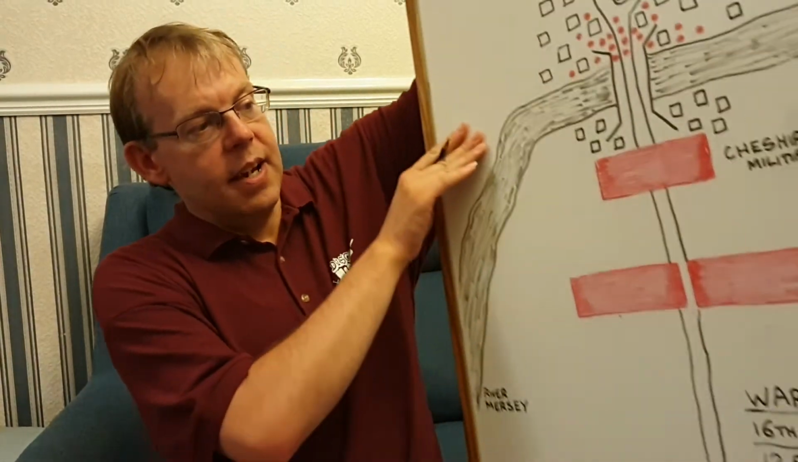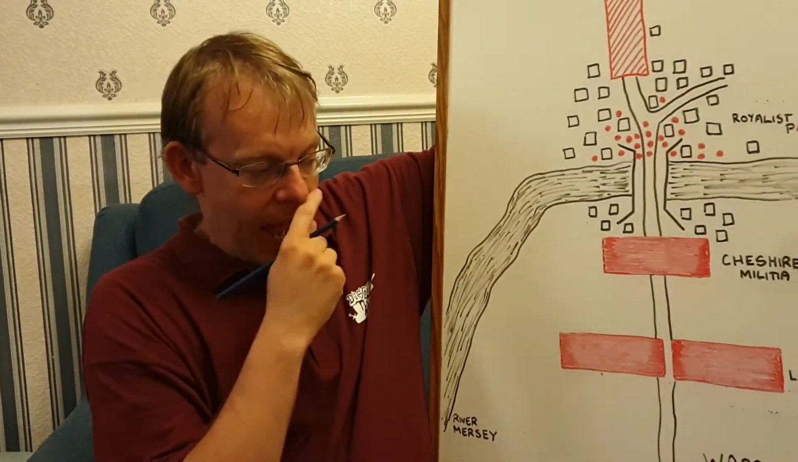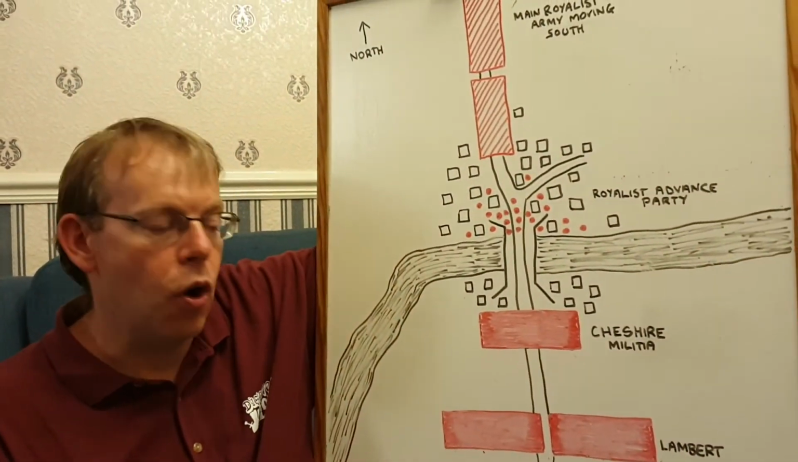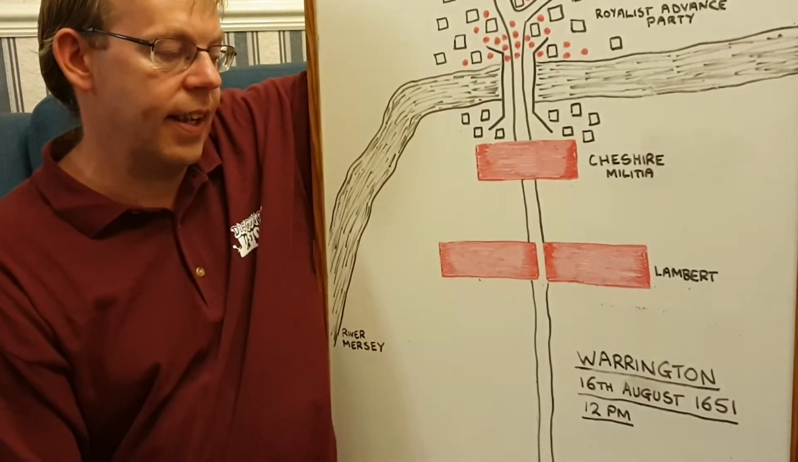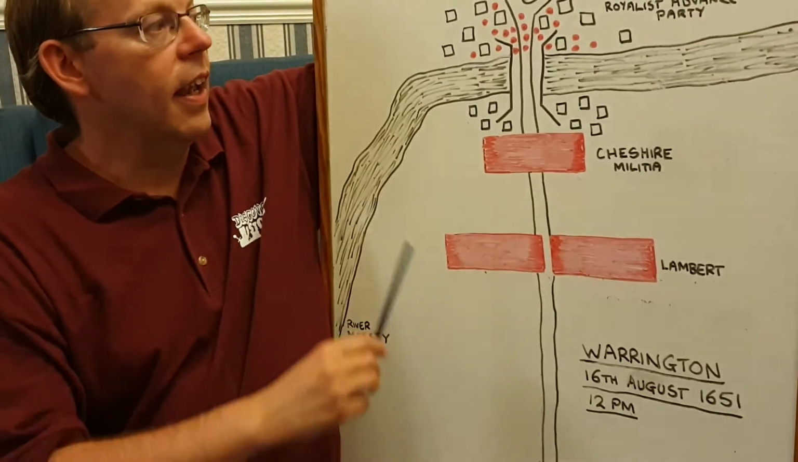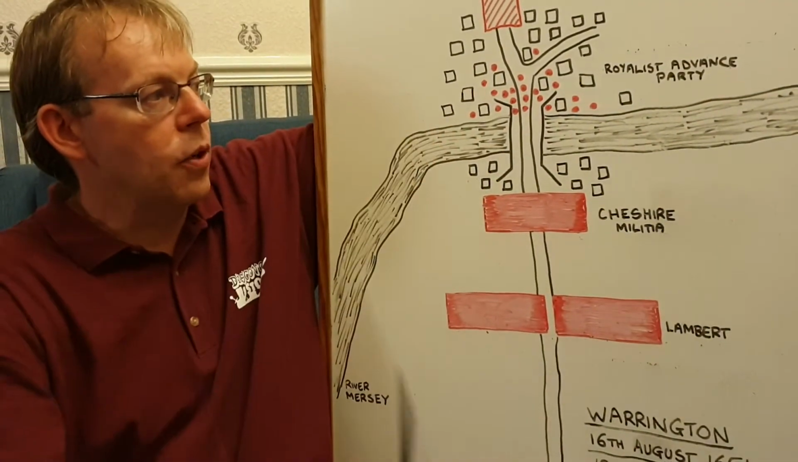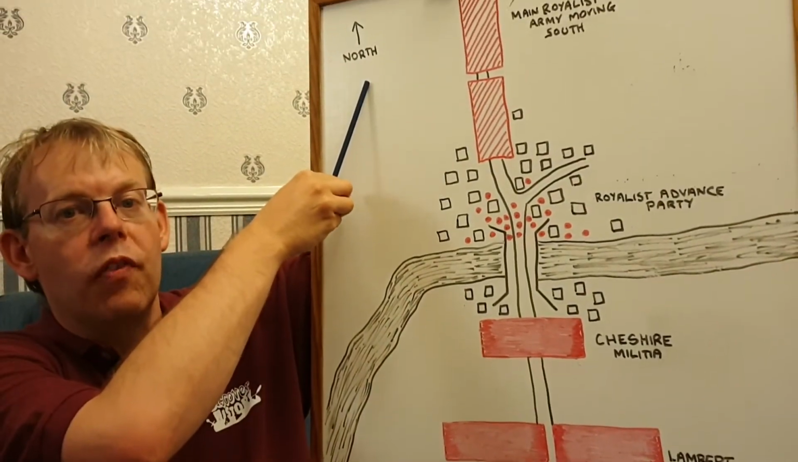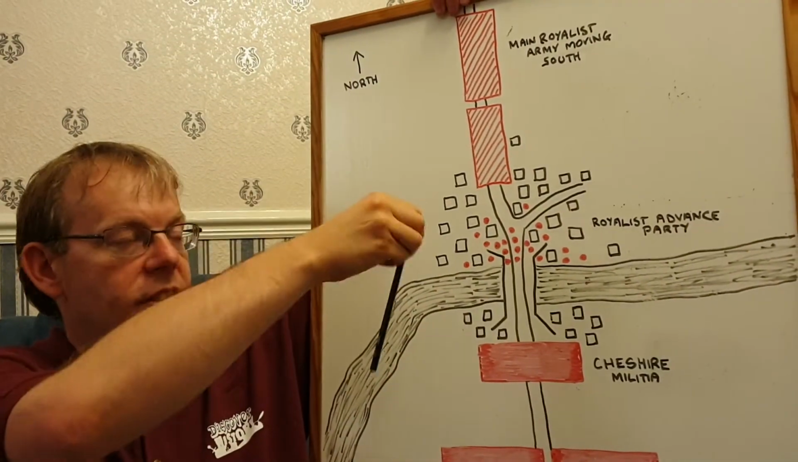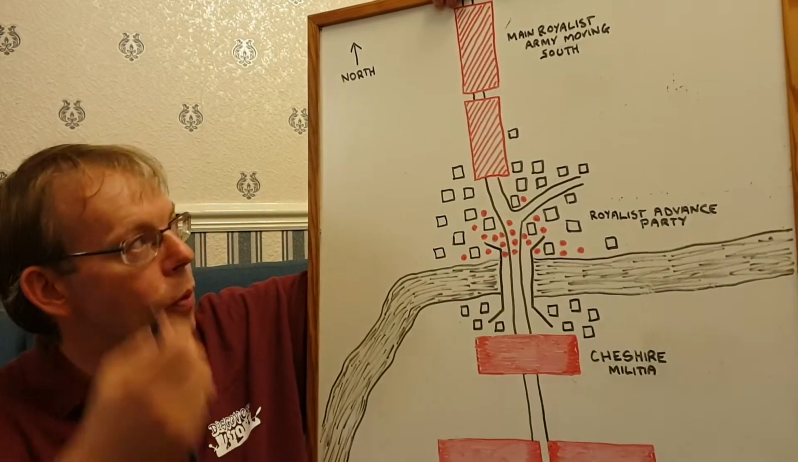So on the 16th of August 1651, there was an action, an engagement, and as I said, we have here my little whiteboard that I've drawn up a map on. I've just added at the bottom there, Warrington, 16th of August 1651, and in particular this is the battlefield at around about midday. The north is at the top of the board, and obviously the south is going towards the bottom.